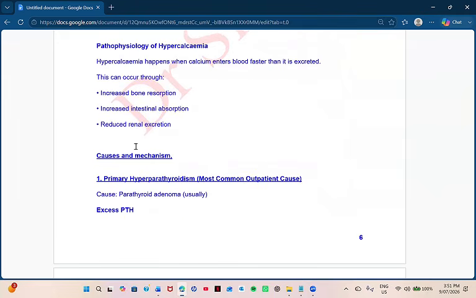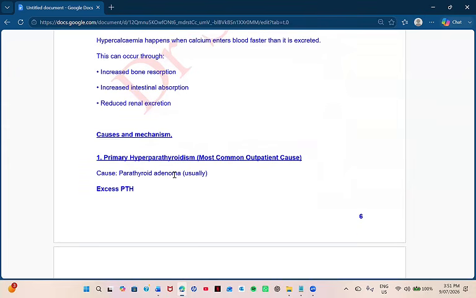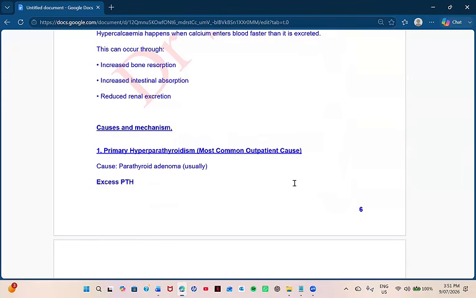Okay, if you find an increased level of calcium, you have to find out what is happening, right? So we have primary hyperparathyroidism. That is the most common outpatient cause. So what is primary? Primary always means the gland itself, the associated gland, so the parathyroid gland.